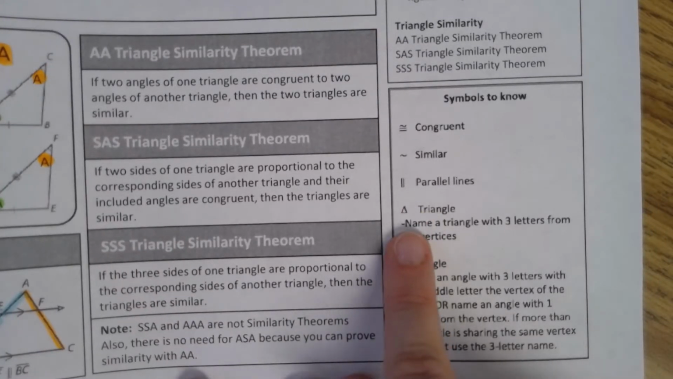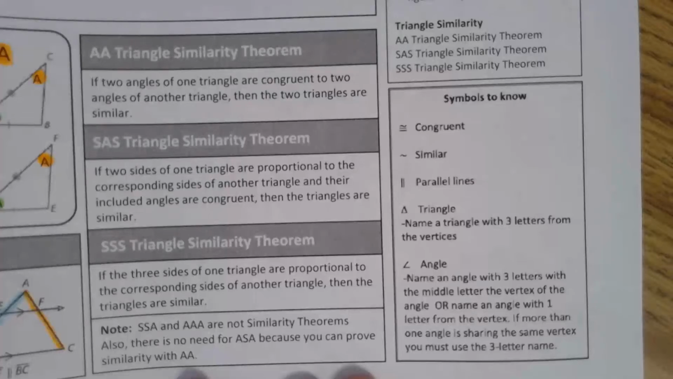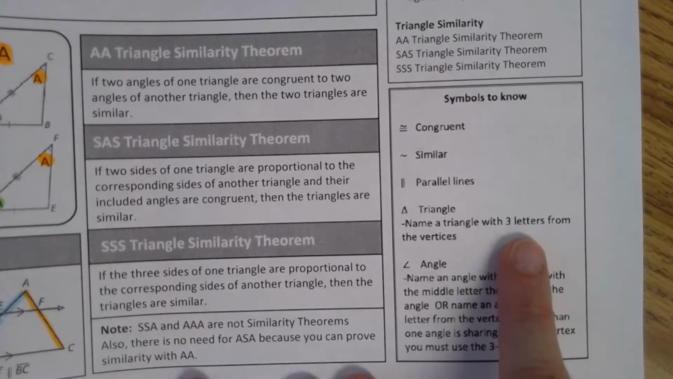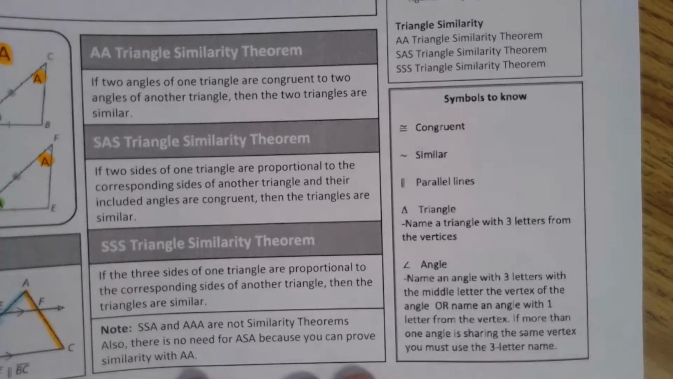The symbol for a triangle, so when you're naming a triangle, you'll use that symbol and then name the triangle with 3 letters. You can name them in any order of those 3 letters from the vertices. Where you have to be careful is once you name your first triangle, the corresponding pieces of the triangle have to correspond in the name.